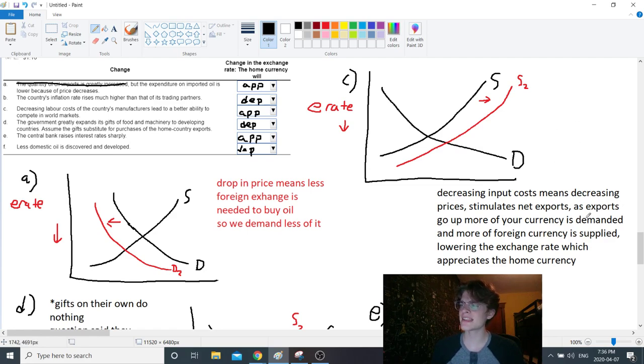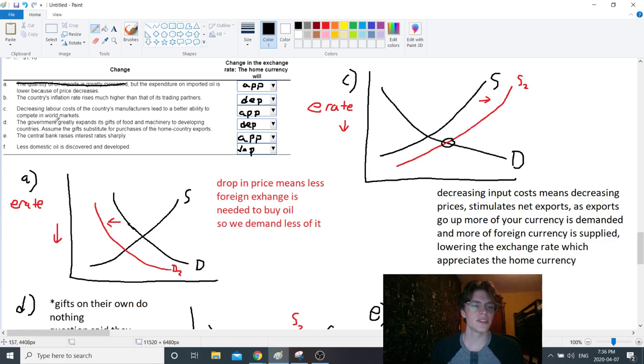As exports go up, more of your currency is demanded, right, because they're going to need your currency to buy your stuff. So they're going to supply more of their own currency in exchange. And when they supply more, we get to this new equilibrium point here. Exchange rate falls and our currency appreciates.